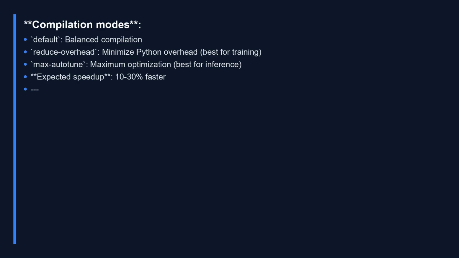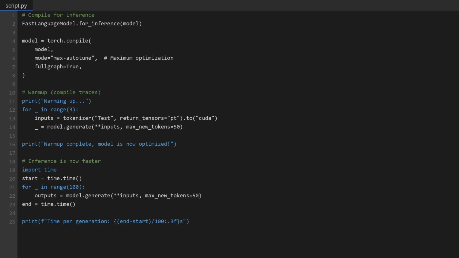Switch to max autotune when you are preparing a model for deployment, and inference latency is the metric that matters. For inference optimization, max autotune with fullgraph=True is the target configuration. The fullgraph flag enables whole graph compilation, which allows the compiler to make optimizations that span operation boundaries, something it can't do when the graph is fragmented.